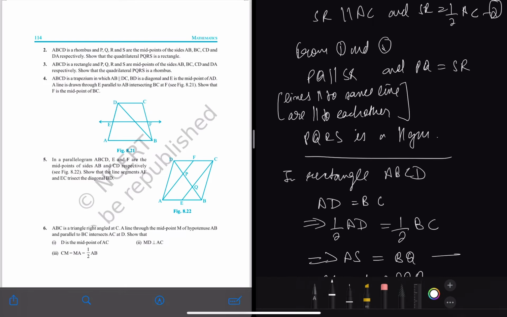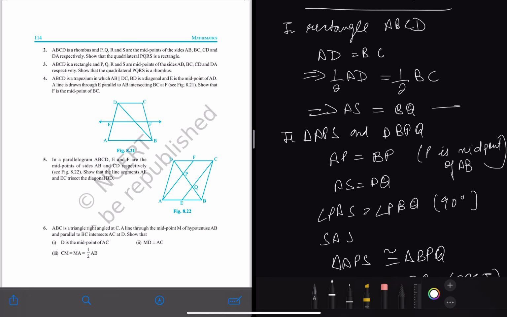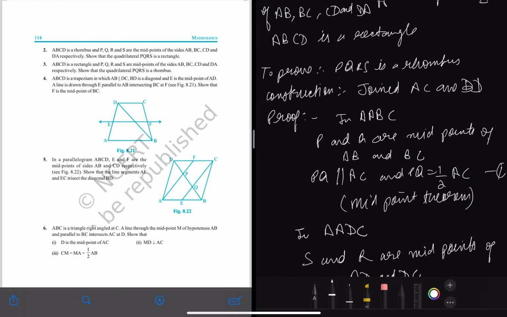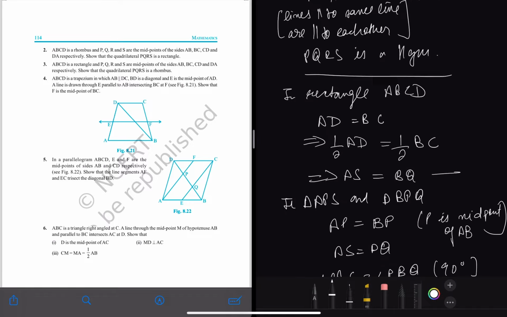Similarly, we can show that PQRS is a rhombus because the sides are equal. So one we have used this equation, and earlier what we proved was that PQRS is a parallelogram because PQ is equal to SR. So PQ is equal to SR we already proved. In the latest equation we have proven that PS is equal to PQ also. So since PQ and PS are equal, PQRS is a rhombus.